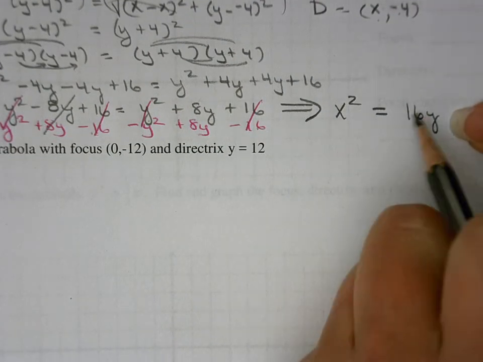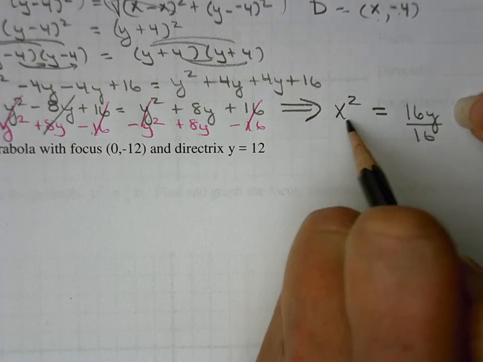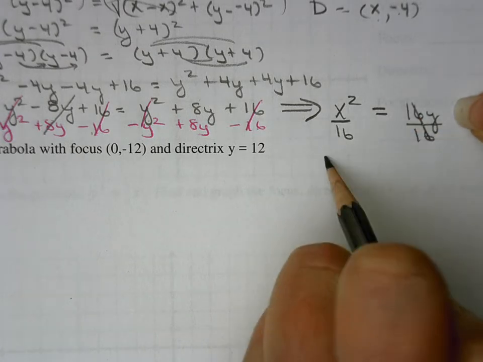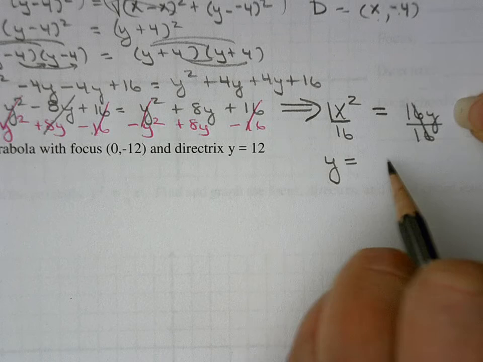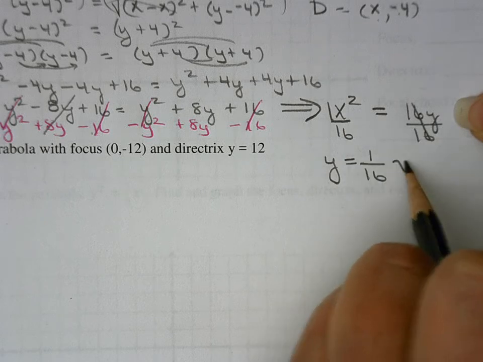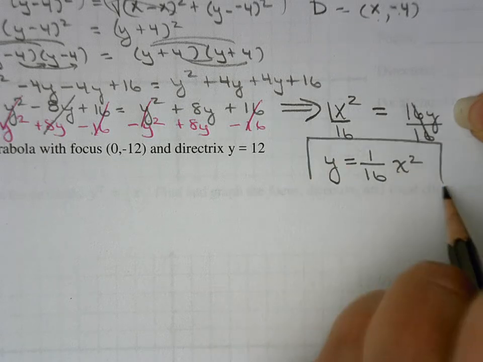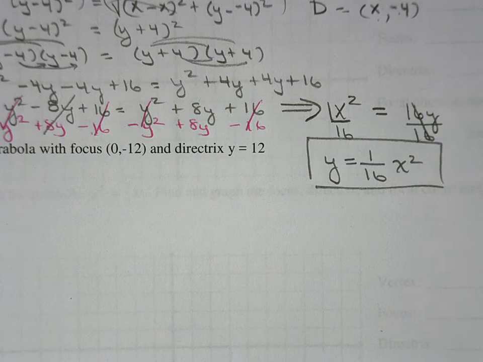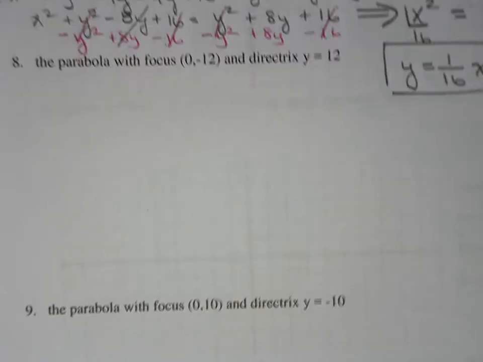So I want to isolate the non-squared term, so I'm going to divide both sides by 16. And so then y would equal, there's an implied 1 here, 1 over 16 x squared. And there is my equation that is derived from the formal definition of a parabola. And then let's go ahead and do question number 9 as well.